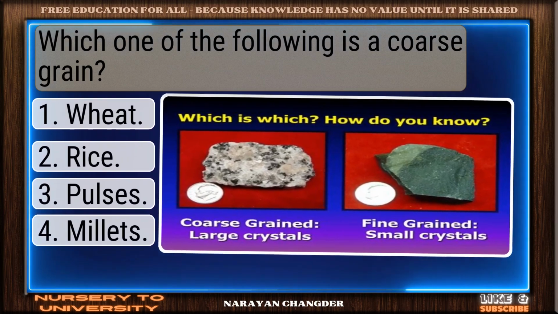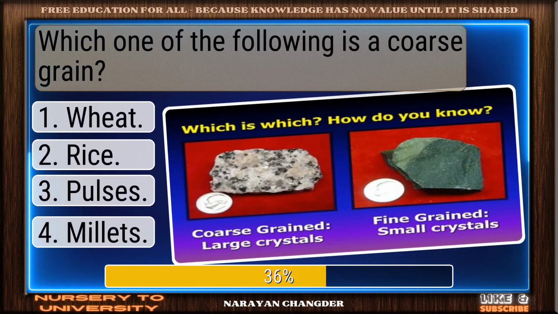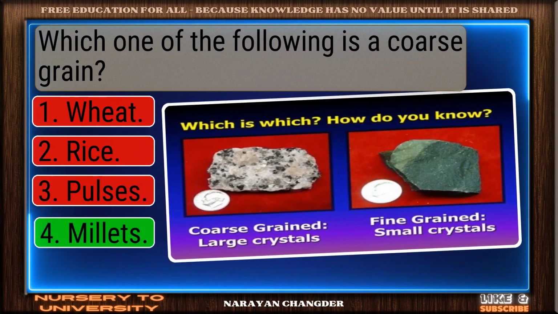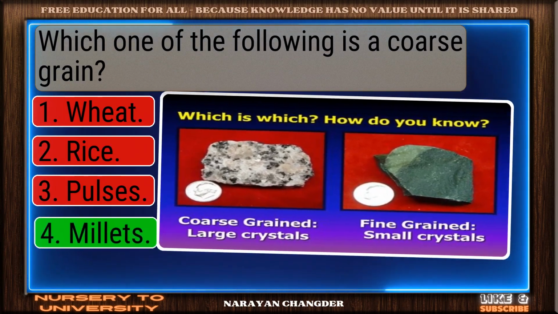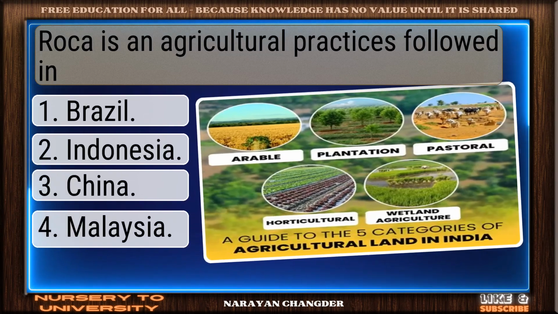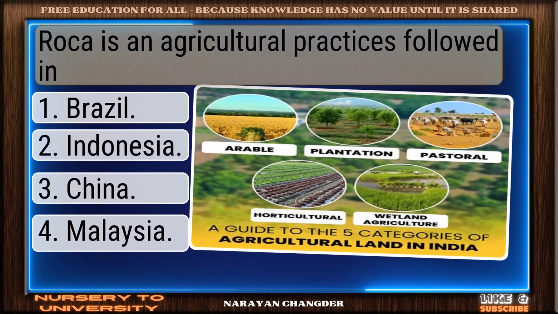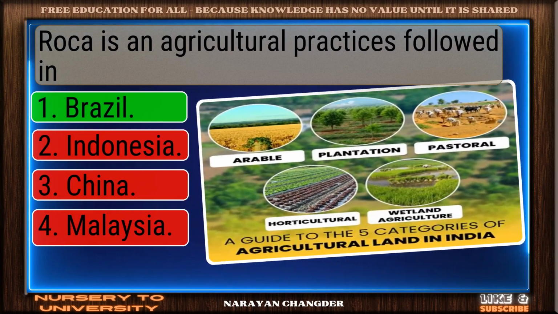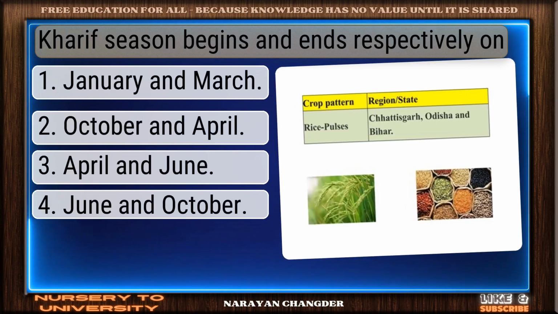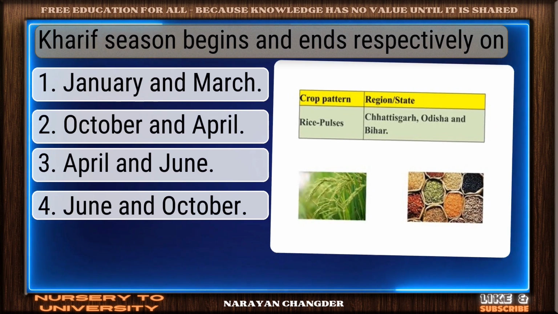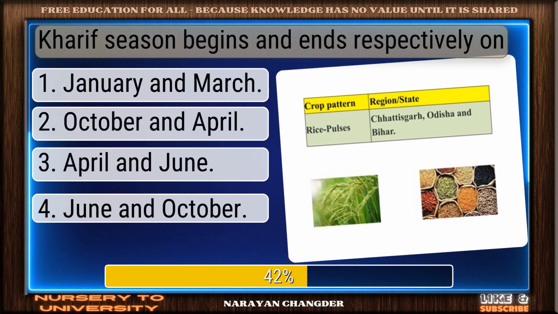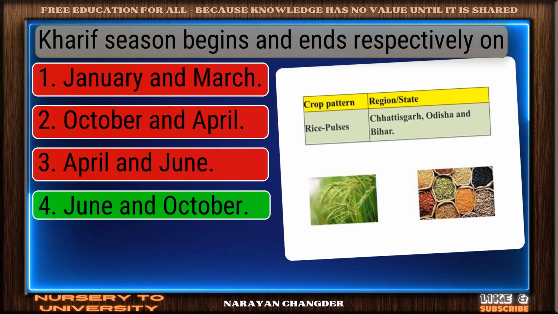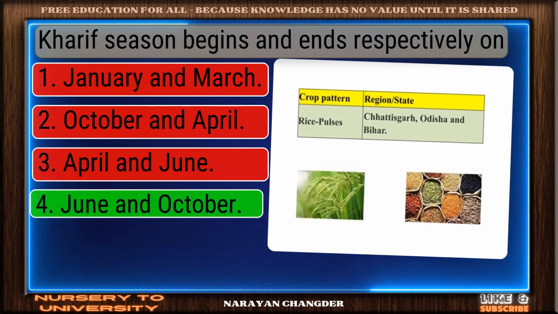Which one of the following is a coarse grain? Strong choice. Millets is right. Roca is an agricultural practice followed in. Great thinking. Brazil is right. Kharif season begins and ends respectively on. Exactly, June and October makes sense.